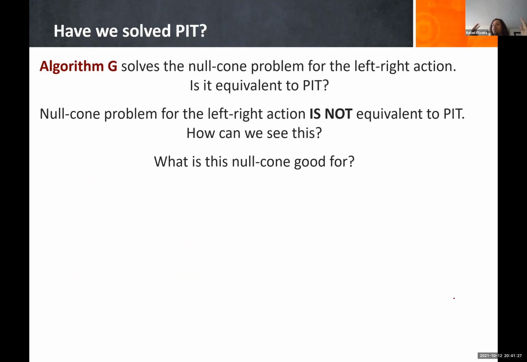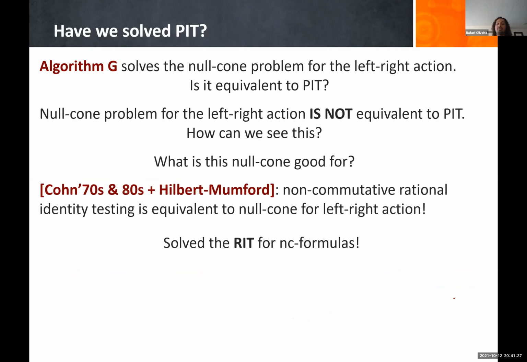Then it's like, what is this null cone good for then? Sure, you're solving null cone, you talk about fancy words, but what is this good for? Now, I'm a complexity theorist. Does it solve any problem we care about? The answer is yes. Due to the works of Kohn in the 70s and 80s, and also Hilbert and Mumford, we can see that actually this is non-commutative rational identity testing.